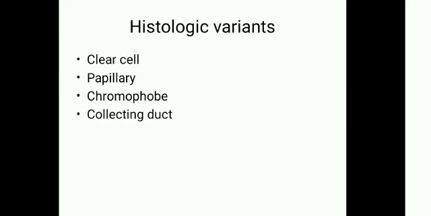Histological variants are also very important. The important one you have to remember is clear cell renal cell carcinoma. That is very, very important. That is the most common subtype. Clear cell renal cell carcinoma. Also, the other rarer variants are papillary, chromophobe, and collecting duct.